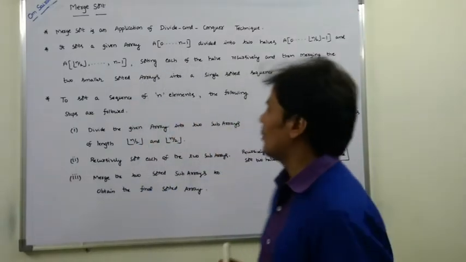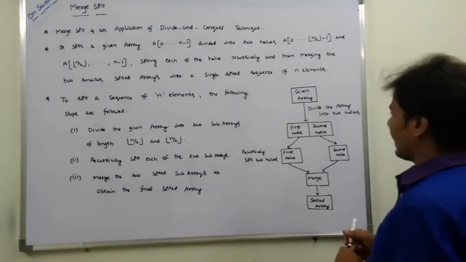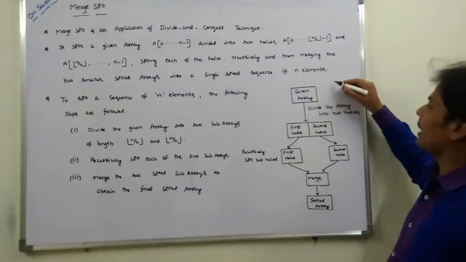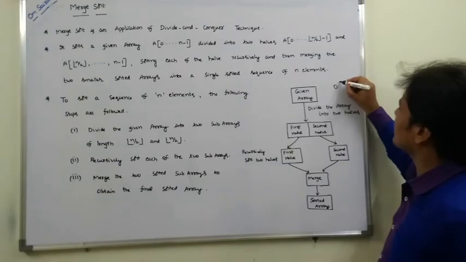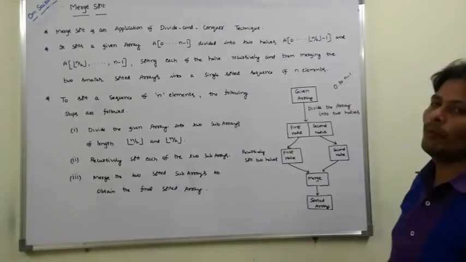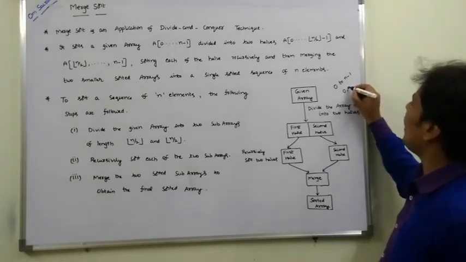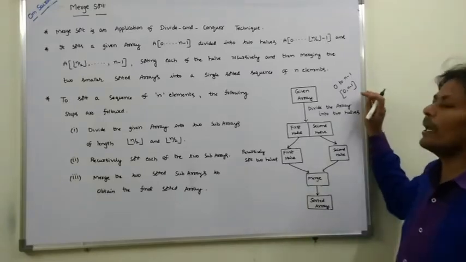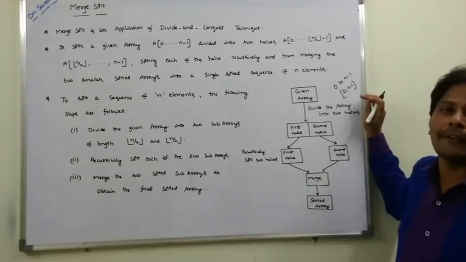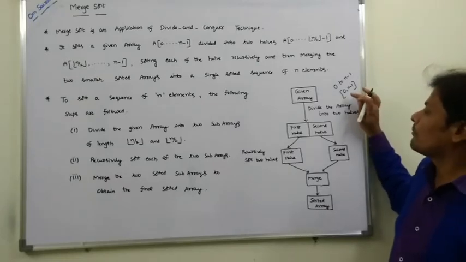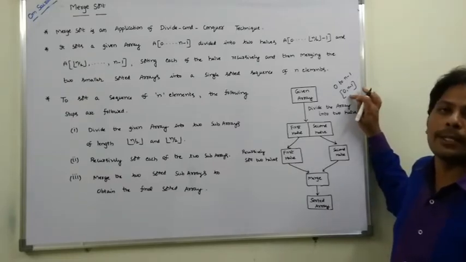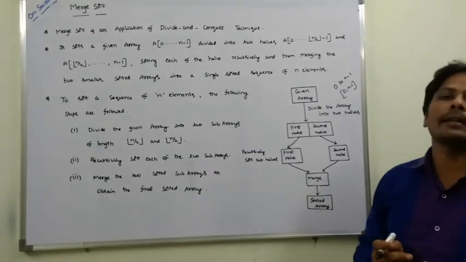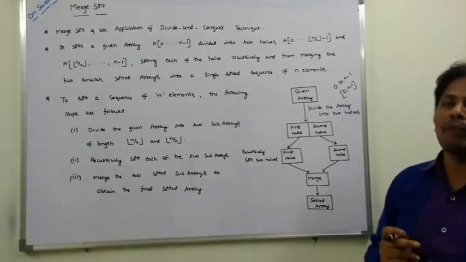Suppose we take an array. This is the given array. Its index range is 0 to n minus 1, that is 0 comma n minus 1. This is the size of the given array, so it contains n number of elements. The first element starts at 0 and the last element ends at n minus 1.